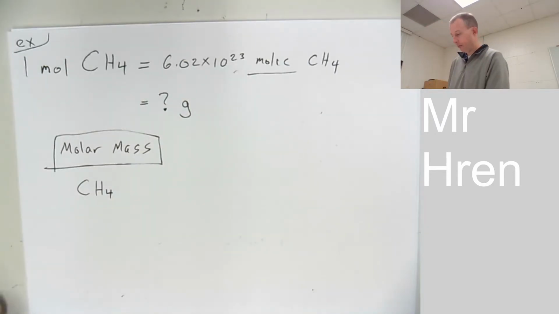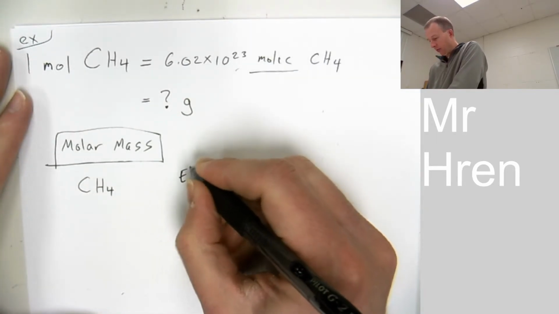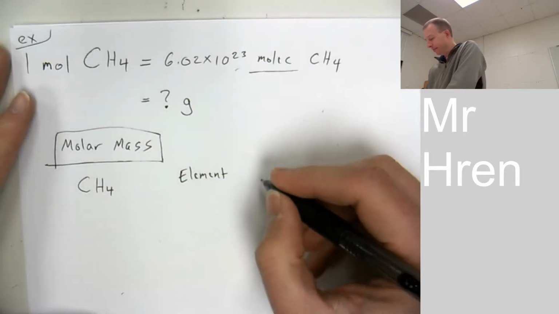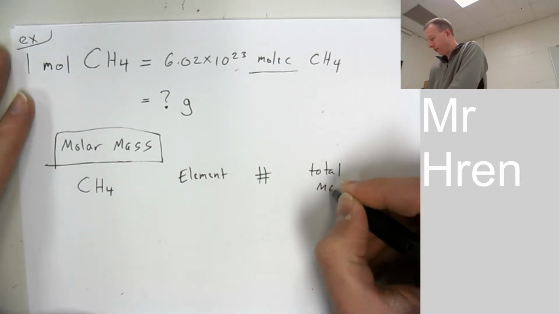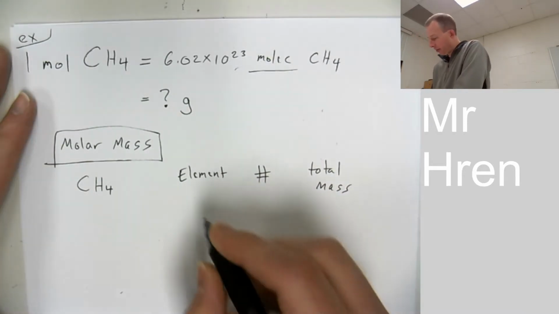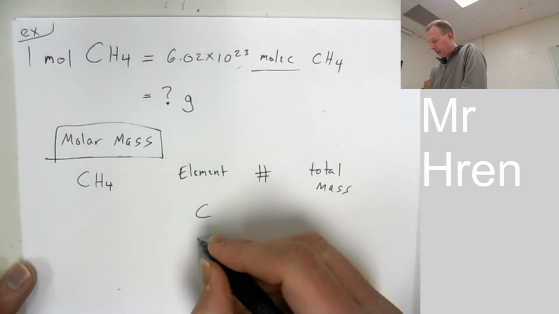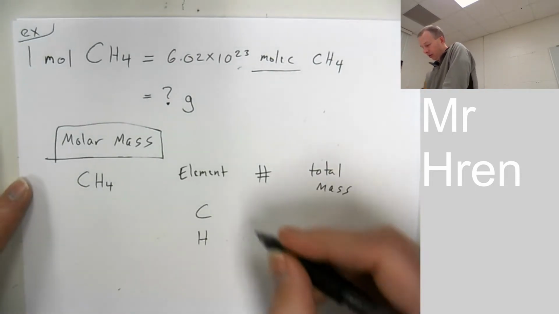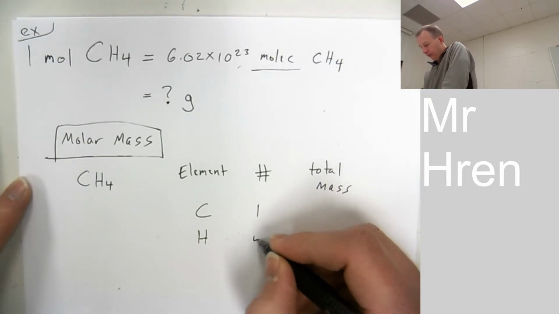So we got CH4. We want the molar mass of this. So here's what I'm going to do. I'm going to break it down into a little chart for you, which is kind of excessive, but it's a way of showing you how to do this. So we got our element. Our first element is carbon. Second element in the compound is hydrogen. How many do we have of each? We have one carbon. We have 4 hydrogens.